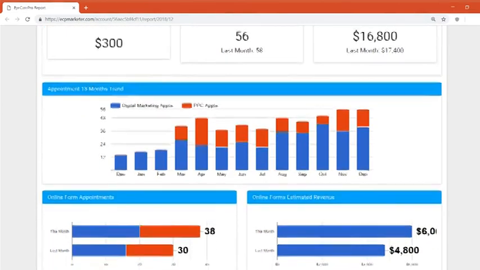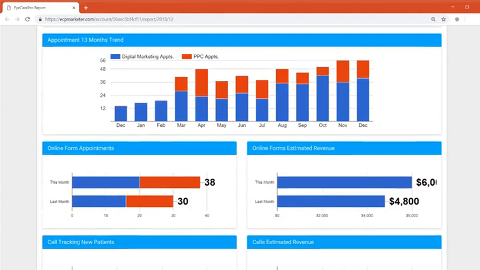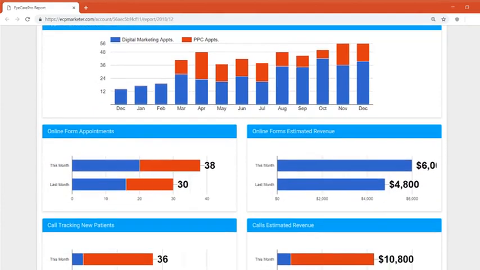And that's clearly because of what iCarePro does. Of course, the most important part, in my opinion, is online form appointments, because those are solid leads. Those are people who just went to make an appointment, or want to make an appointment, and they clearly tell you if they're a new patient when they use our forms.